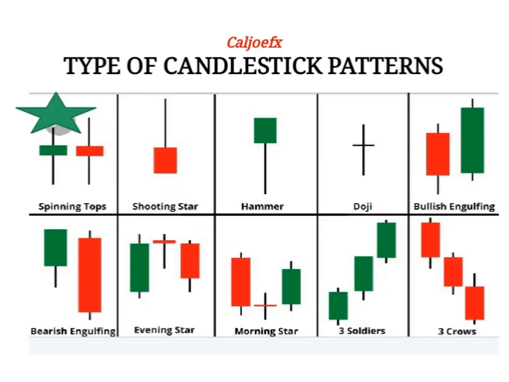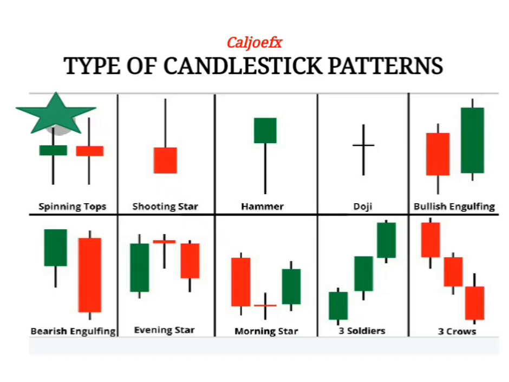A doji shows that buyers and sellers are equal. There's indecision in the market. Even with a morning star, you need to watch out for the next candlestick that forms, and you can see that bullish are in the market. That is it about candlestick patterns. This gives you an insight and understanding of the market, and it's important to use your technical analysis and candlestick patterns when trading, so that you're not just guessing and entering trades anyhow. You need to understand and wait for the candlestick to form.